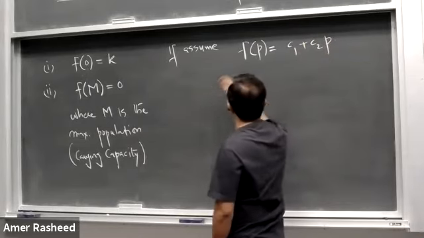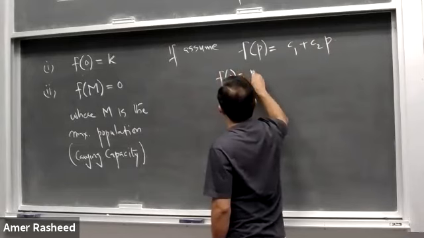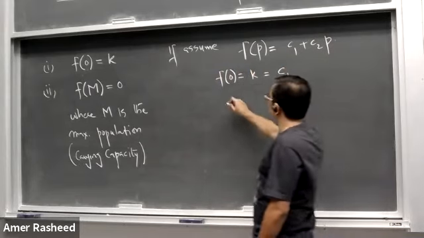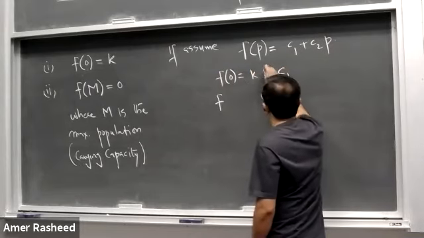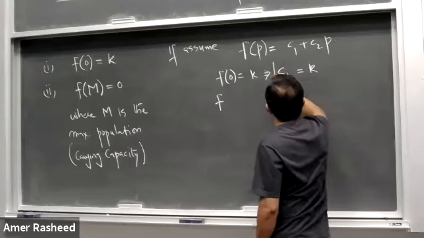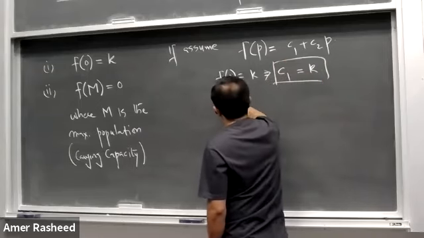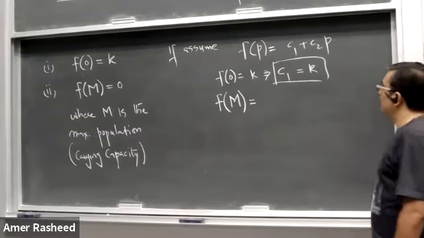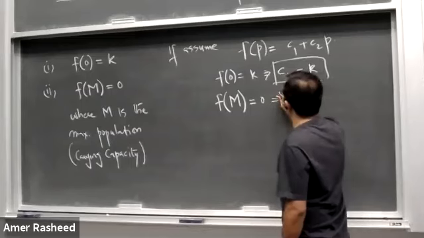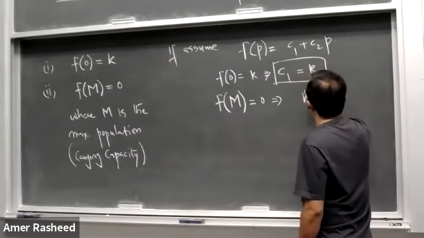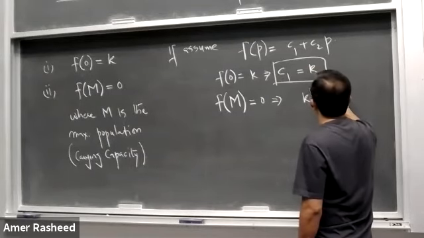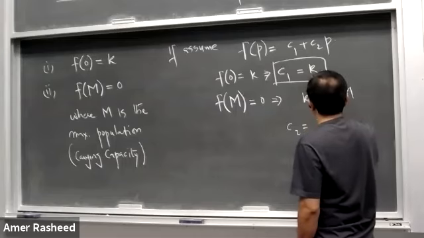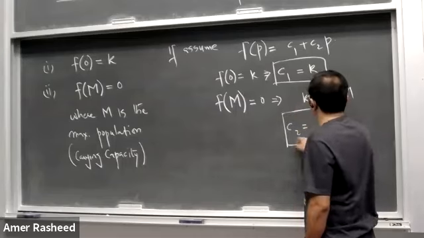Now, using these two conditions, we say that f of 0 is equal to k. It gives us c1 when p is 0, and it gives us c1 is equal to k. And whenever that population has carrying capacity, or the maximum population m, we put f of m equal to 0, and this gives us 0 is k plus c2 m. Now from here, c2 is negative k divided by m. This is your second constant.